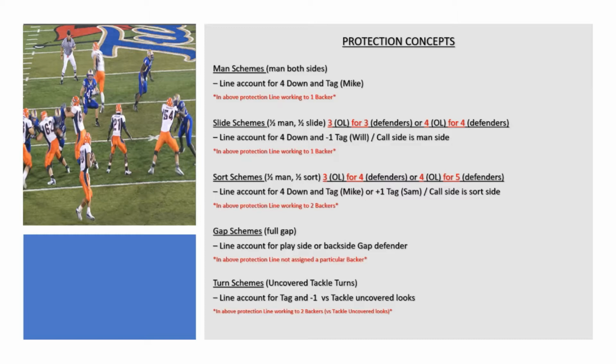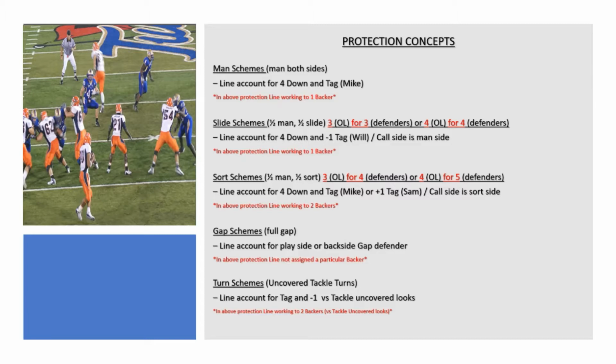So there's what we would term man schemes, where we're going to man both sides, meaning the line is going to account for the 4 down and the Mike backer or the tag. And in that protection scheme, in a Mike scheme, the line is not working to any defender outside of the defensive end. So the tackles are stopping their kick on the defensive ends, regardless of what it looks like. And from the center standpoint, he's thinking he's going to work with one of the guards to the Mike linebacker or the tag based on how you do it.